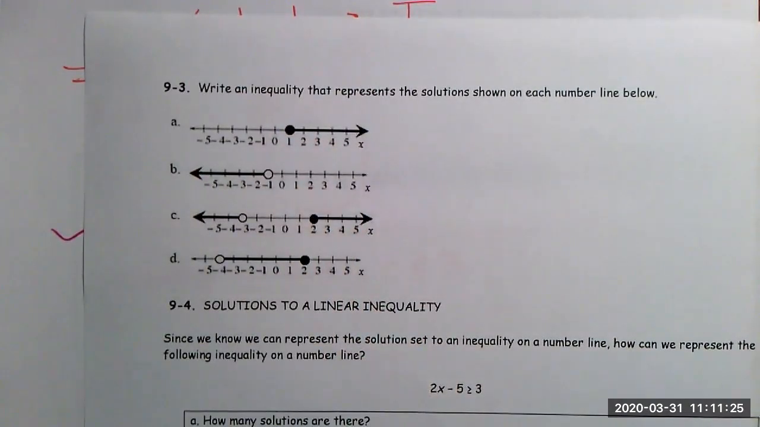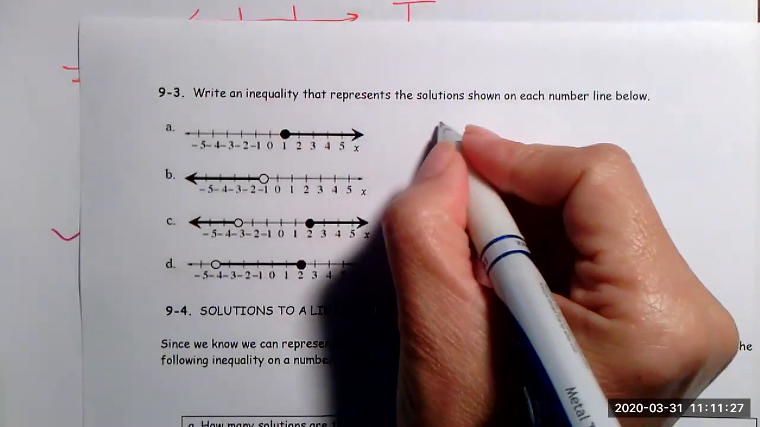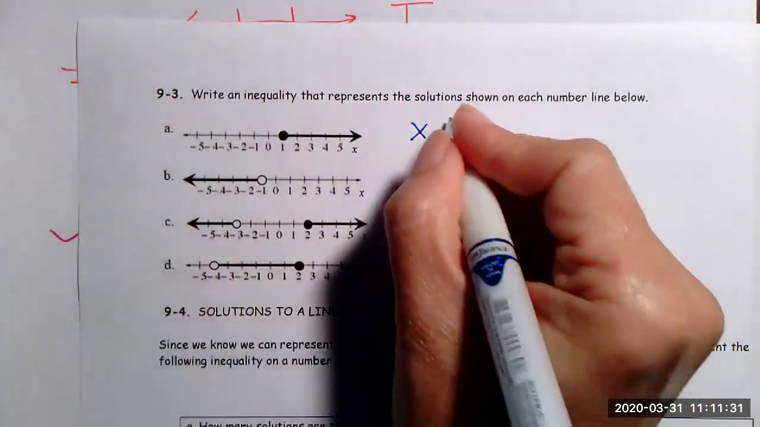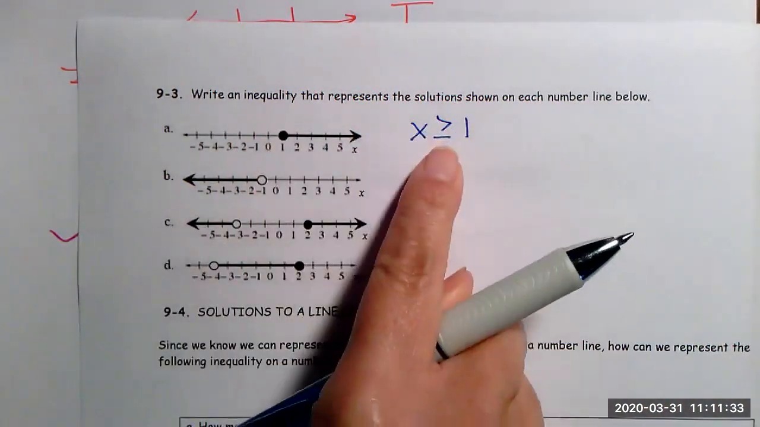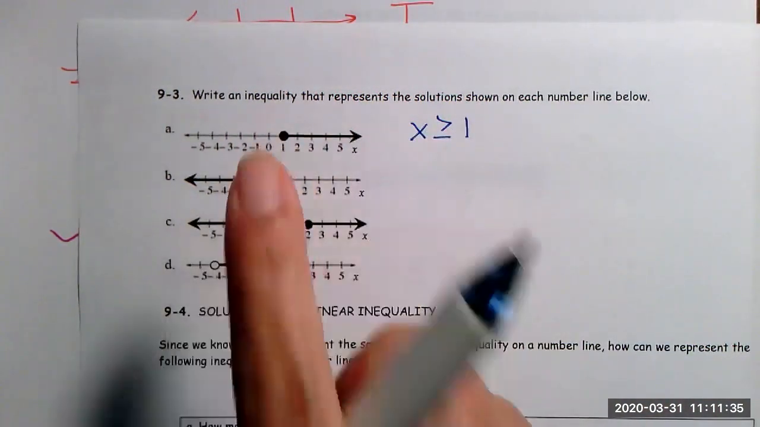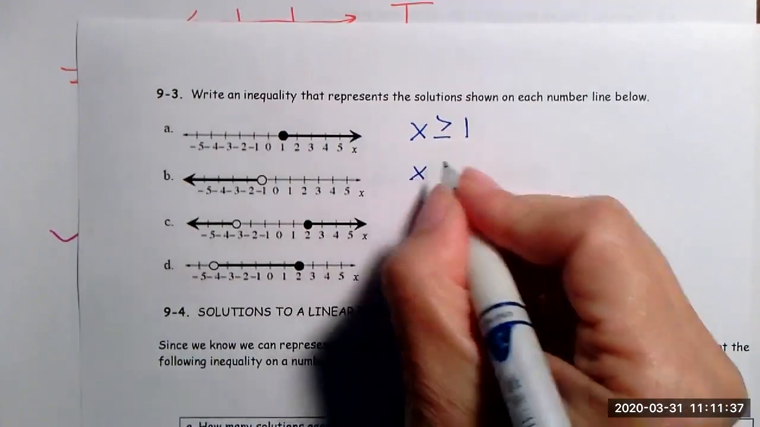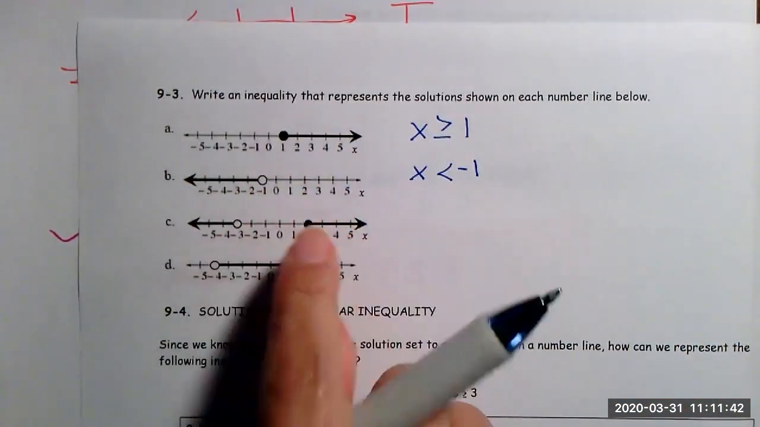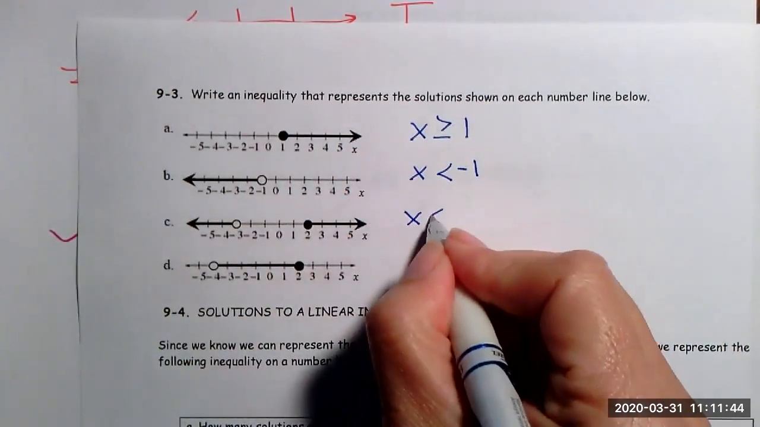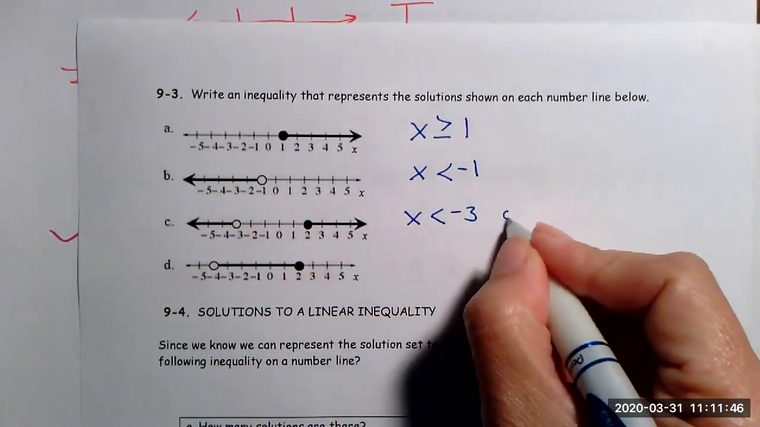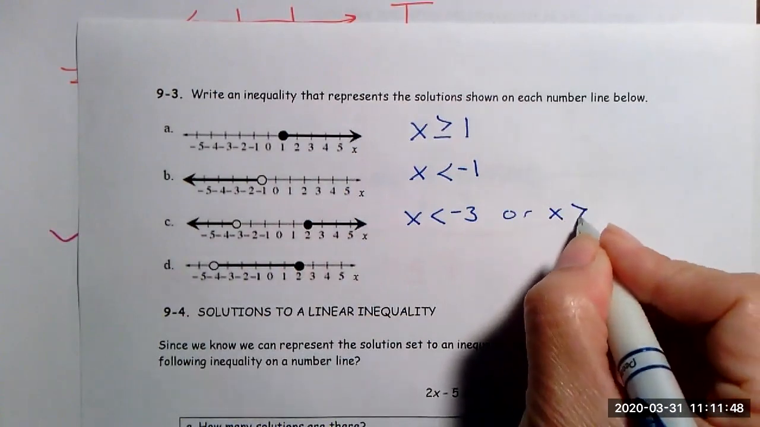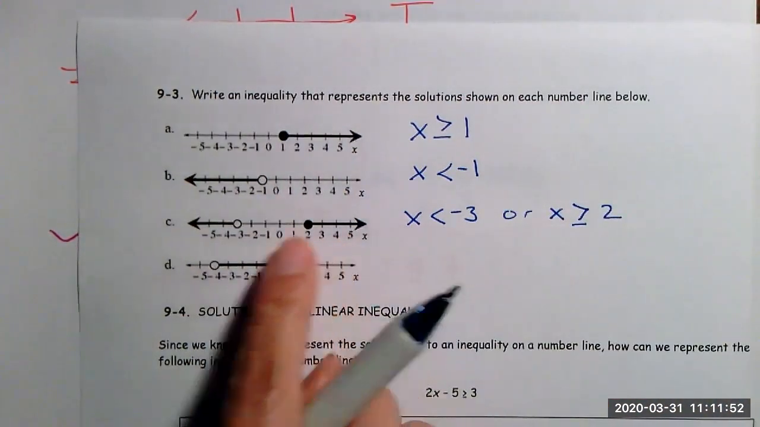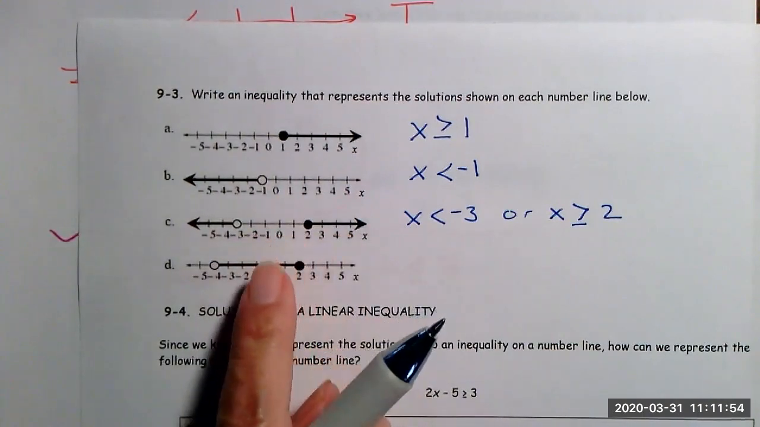All right, let's see what we got. So our boundary number is 1. I'm looking for numbers that are greater than or equal to 1. The bar goes under it because that's shaded. On this side, I want it less than -1. So it has 2 answers. This one has x is less than -3 or x is greater than or equal to 2. It can't be both, so that's why I'm going to use the word or.